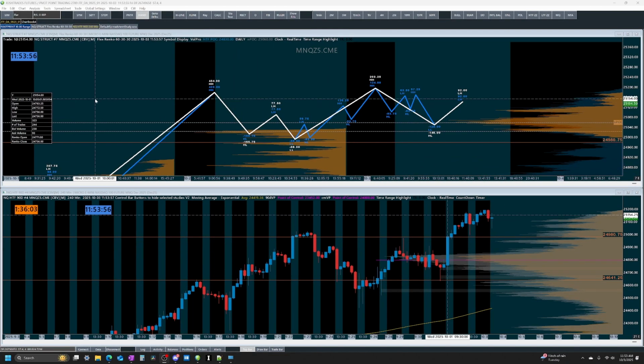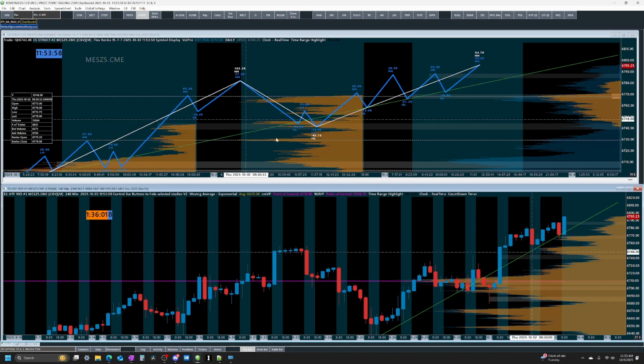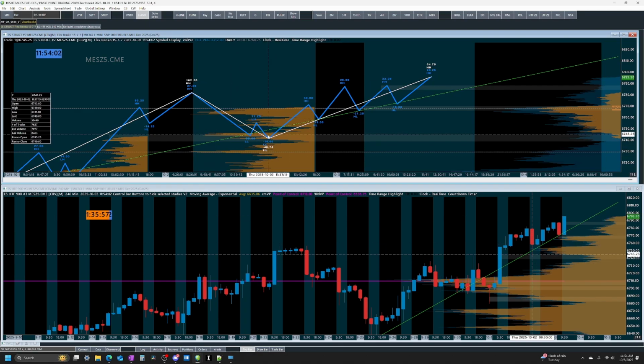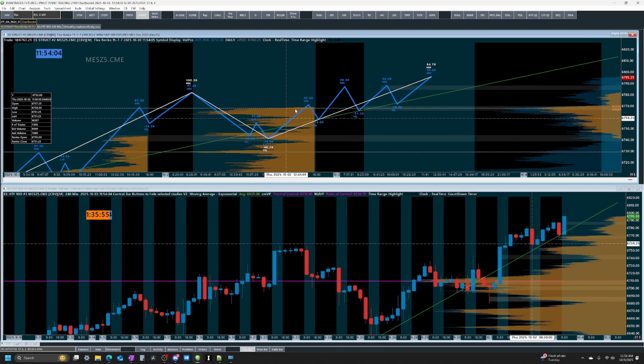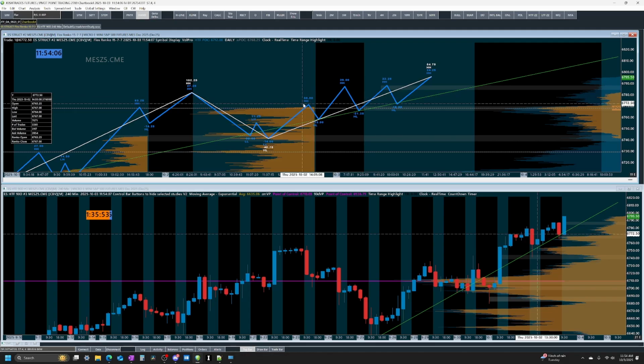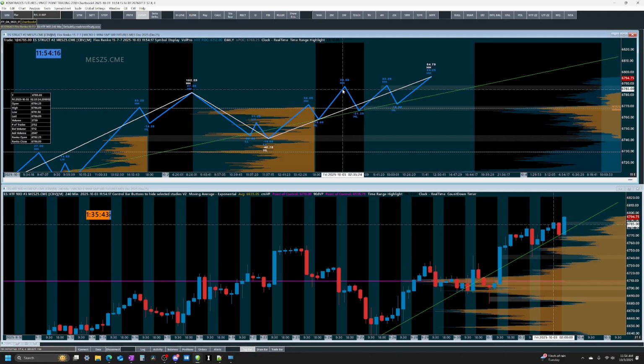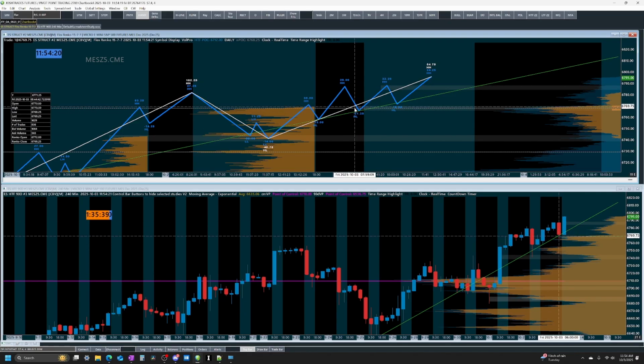So basically, what we're looking at here, I'm going to switch over to MES first. MES had beautiful structure starting yesterday. We had this higher low in the middle of the day. We shot up throughout the course of the rest of the day, and we got a little pullback going into the overnight session. As soon as the overnight session opened, it was just a couple quick candles to the downside, and then we started pushing up. We broke through, got another higher high, and pulled back in the pre-market here.